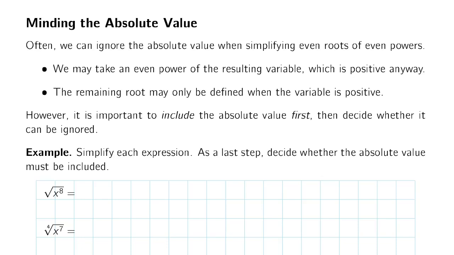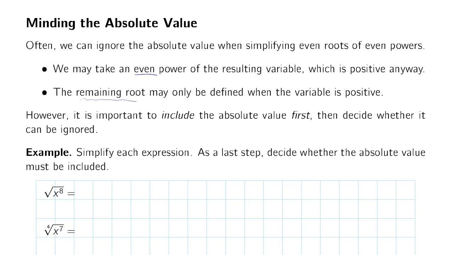Of course, we can ignore it if we're only interested in positive values of the variable to begin with. We can also ignore it if we're taking an even power at the end anyway, and so whatever we have is going to turn out to be positive. We can ignore it if the remaining root, whatever's left, is only defined when the variable is positive. So as long as we're restricted to the real numbers, that's going to happen fairly frequently.